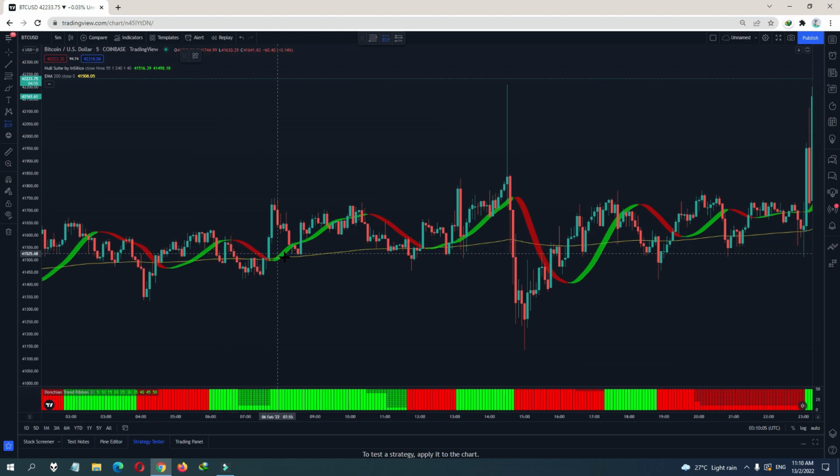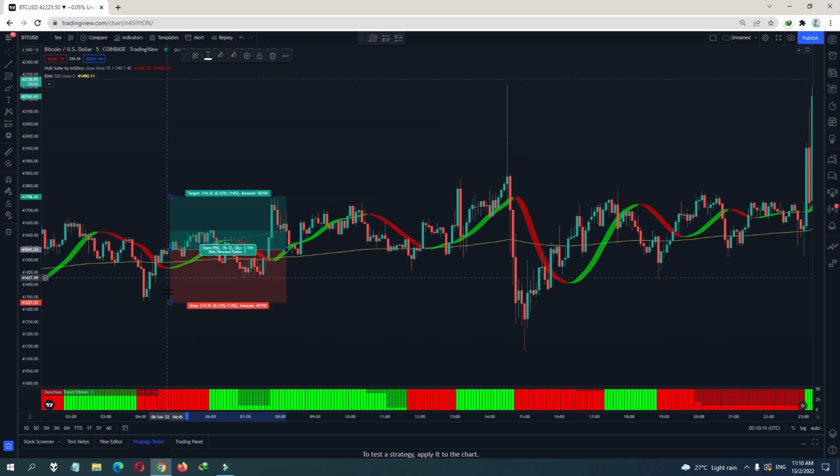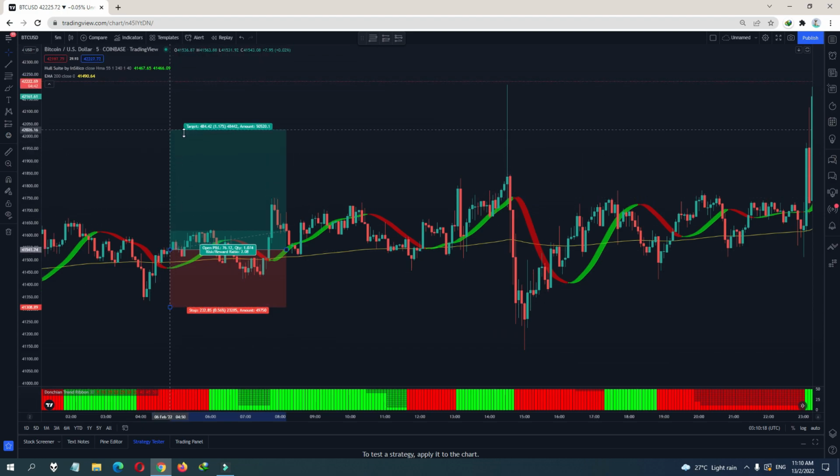Okay, for buy it's the opposite. So you want the price to be above the 200 EMA, and you want the Donchian to be red. Okay, so you have a buy signal here, so you can take this. Okay, you take this, and the stop loss is there. Target 1 to 2. All right, 1 to 2.